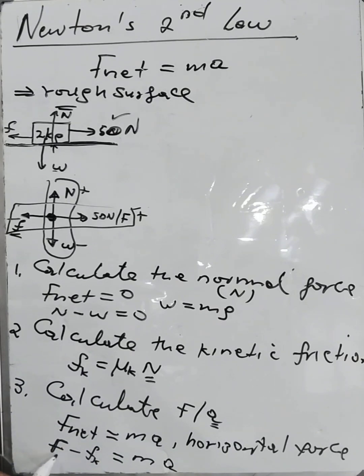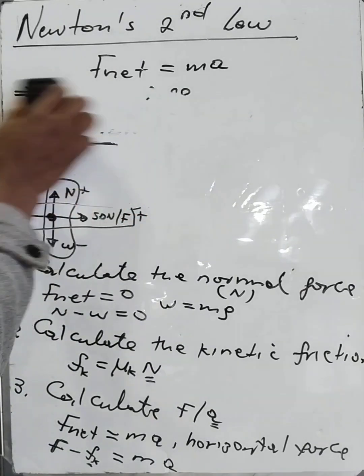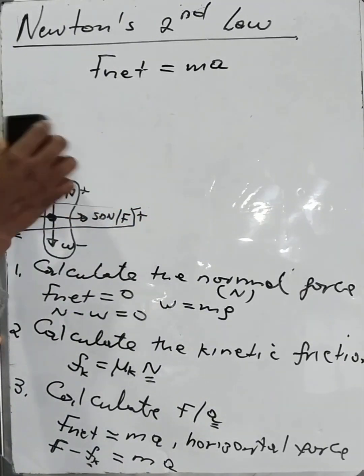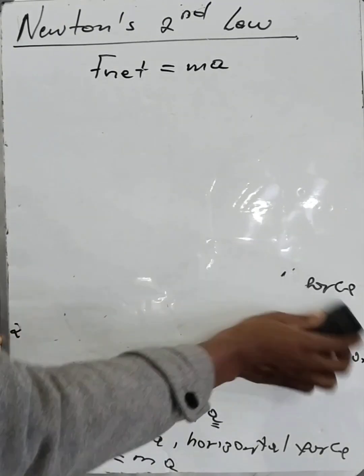Then we already calculated the friction in step number 2. Then we want what? The acceleration. Force applied is given, so we use this one. So that is the second question. Now let's look at another scenario that you can have quickly.